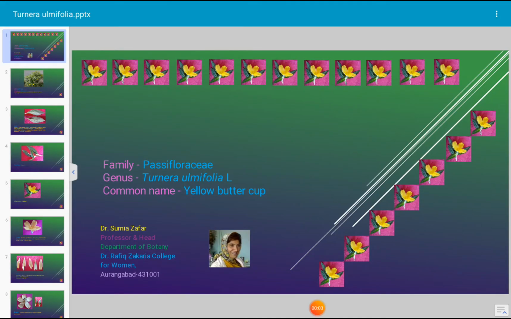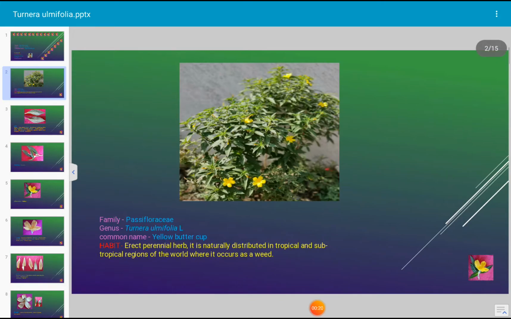Today's topic for discussion is a description of a specific plant, that is Turnera ulmifolia. This plant is commonly called yellow buttercup plant and it is a member of family Passifloraceae. Let us see all the details of this plant.